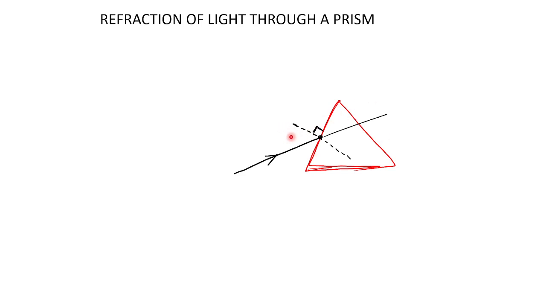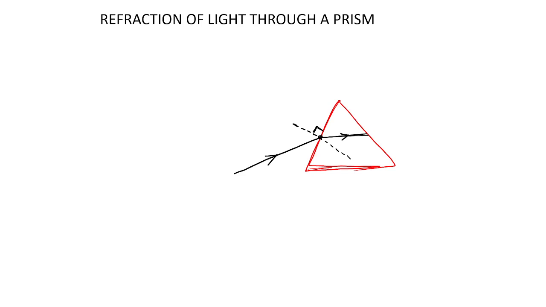The light is entering from air to glass. If the light is entering from air to glass, what happens is the line will be bending towards the normal like this. There is a small bending. Instead of going like this, it will bend. There will be a small bend towards the normal. Normal is this normal.